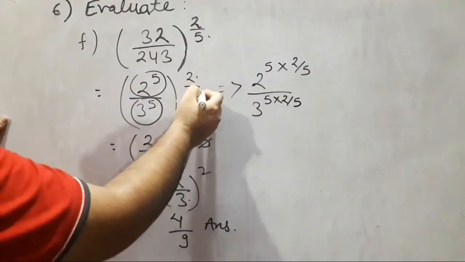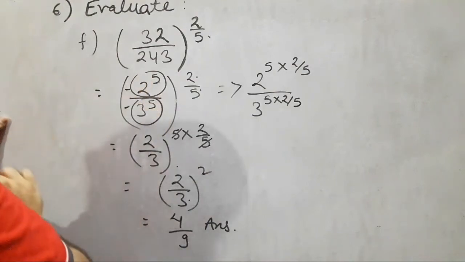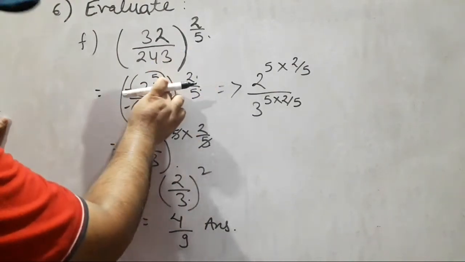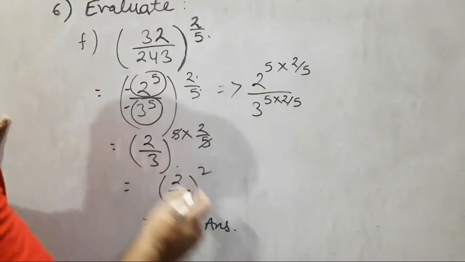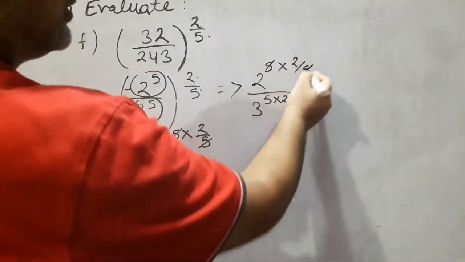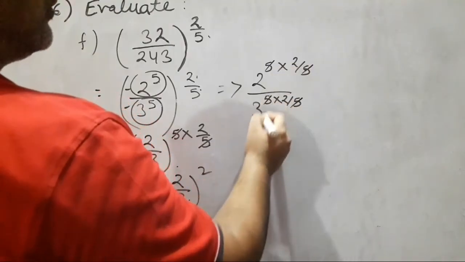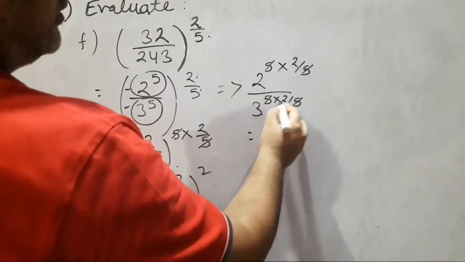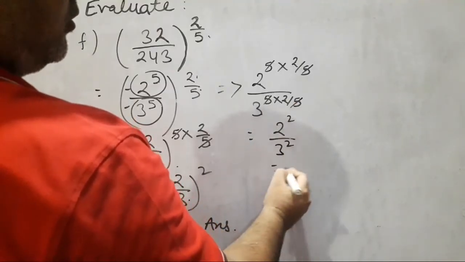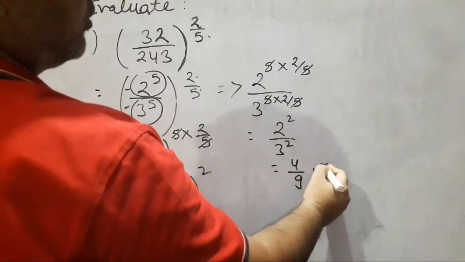So 2/5 belongs to this base as well as this base. So it is taken by this power as well as this power. It is multiplied by this power as well as this power. So cancel the power, this 5 and this 5, this 5 and this 5. So 2 squared by 3 squared, 4/9. So you can do it this way also.